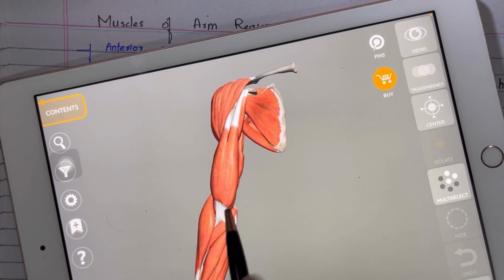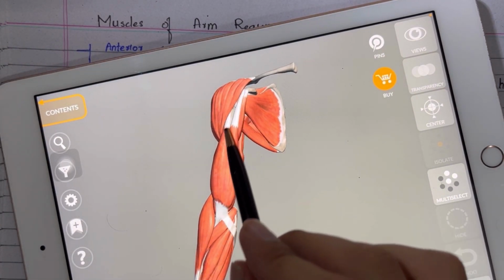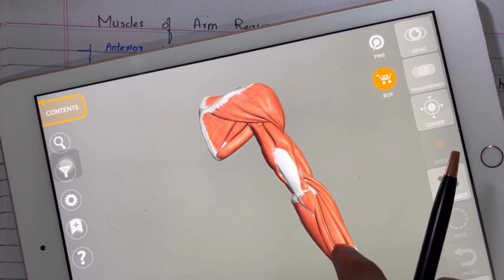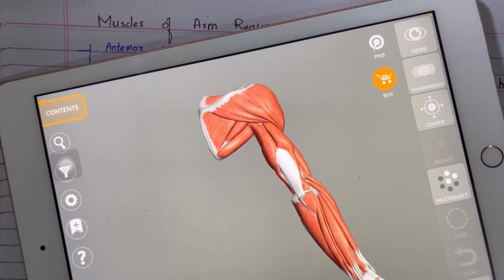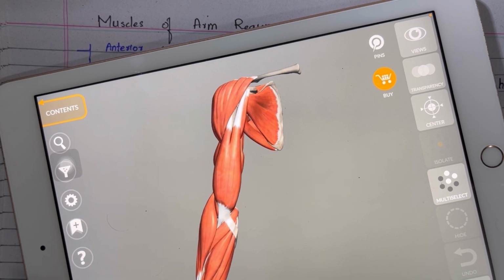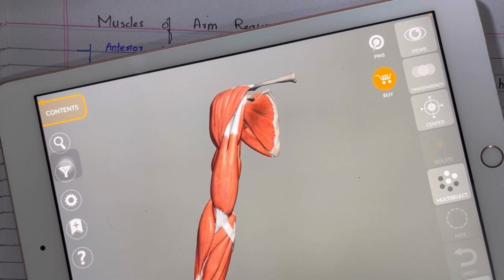Students, the arm region is divided into two compartments, the anterior compartment and the posterior compartment. In this video, we will discuss the anterior compartment muscles. The anterior compartment has three major muscles, which are named the biceps brachii, the coracobrachialis, and the brachialis muscle. We will discuss each muscle one by one in detail.